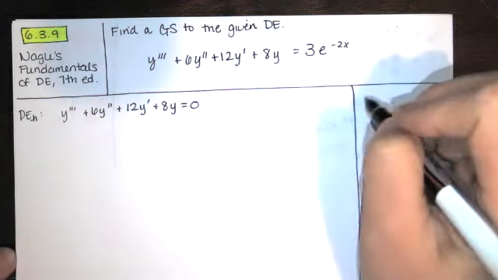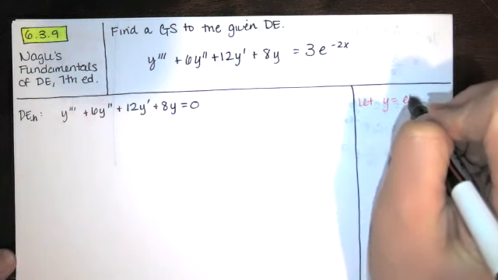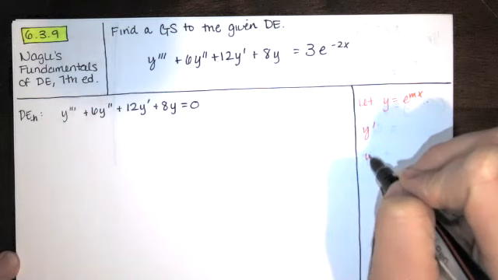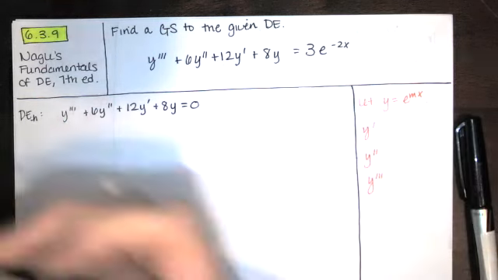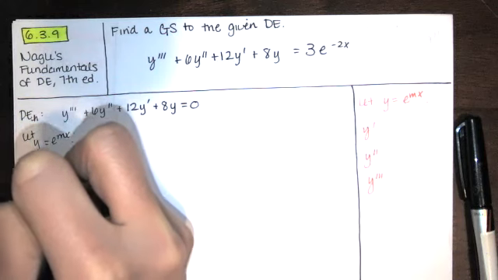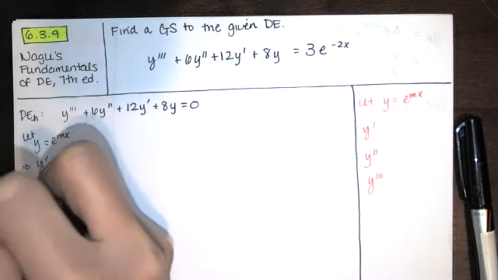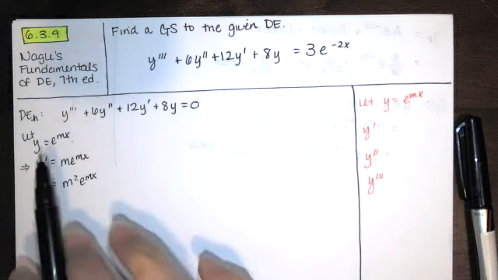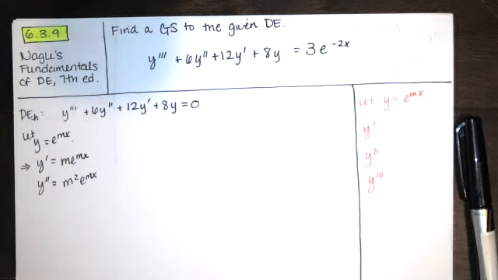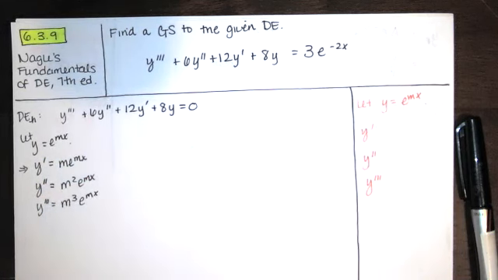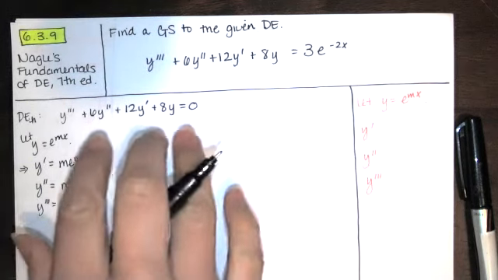Since this is a homogeneous linear equation with constant coefficients, we're going to let y equal e to the mx. And since it's a third order equation, we need to compute y prime, y double prime, and y triple prime. So we'll have m e to the mx as our first derivative, and then the second derivative gives us another factor of m, because the derivative of e to some power is e to that power times the derivative of the inside. The derivative of a constant times x is just the constant, so the constant comes out every time we take a derivative. Take the derivative again, we multiply by another m, so we'll have an m cubed there.